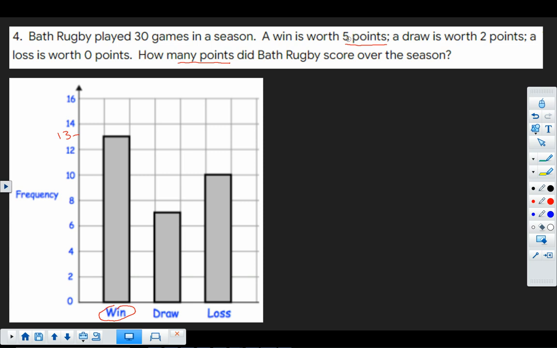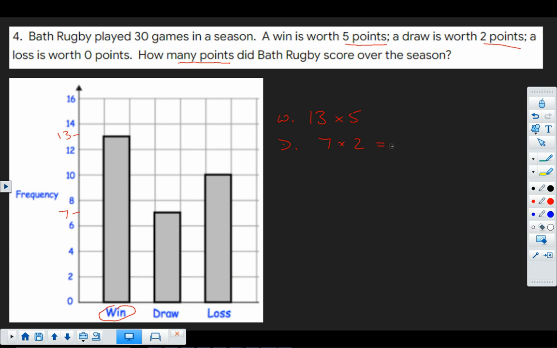So 5 and 5 and 5, or repeated adding of the same number, is multiplication. So we've got 13 times 5 for the wins. A draw is worth 2 points. How many of those are there? Okay, well, there are 7 that we can see there. So that's 7 times 2. The loss is worth nothing, so we can ignore those. So all we're worried about is draws and the wins.